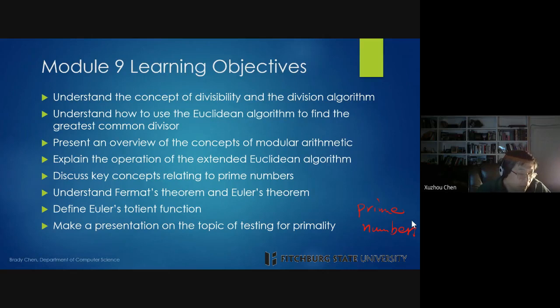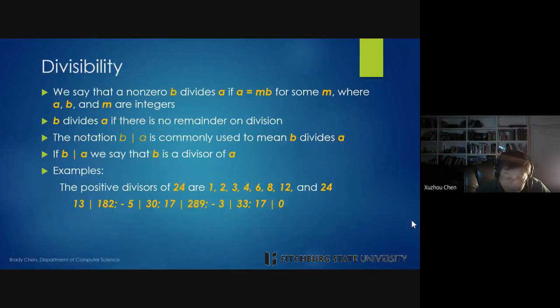So we're going to talk about this a little bit later. When we build a certain theory, we can use this theory in the application of encryption algorithms. So divisibility is a very basic concept when we talk about integers.